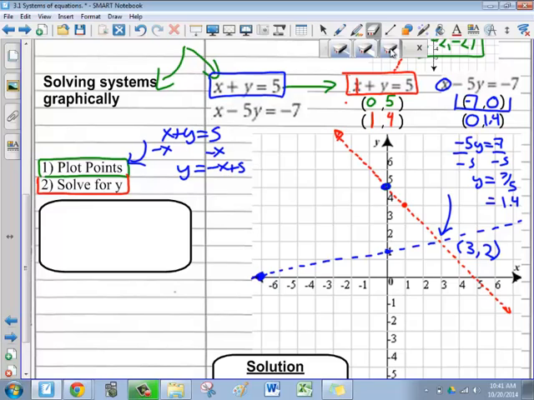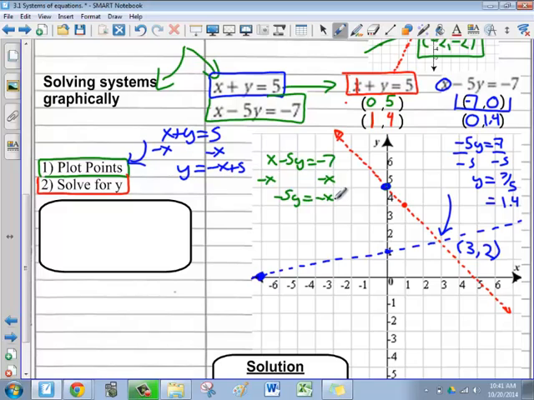Erase this. No, let's not erase it. Let's keep it up there. Let's solve for this y. This one's going to be a little trickier. So I have x minus 5y is equal to -7. I'll subtract x from both sides. So I got -5y is equal to -x minus 7.